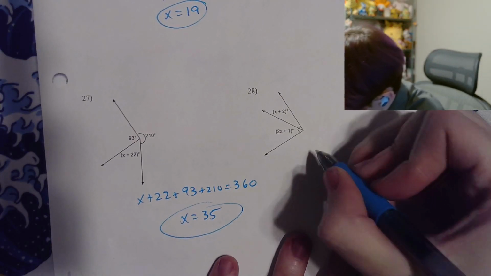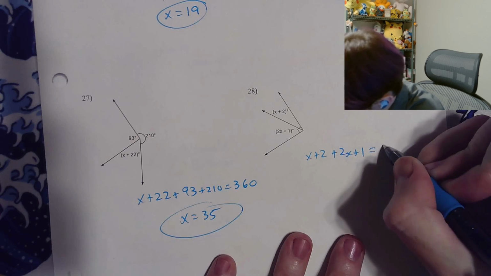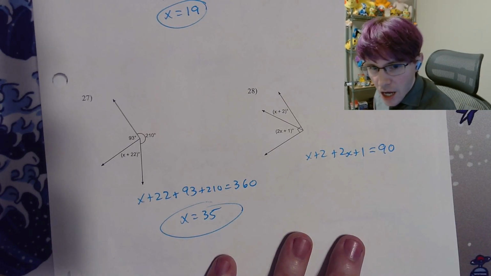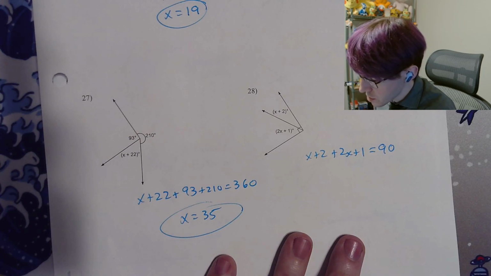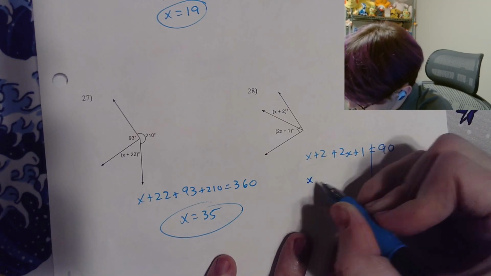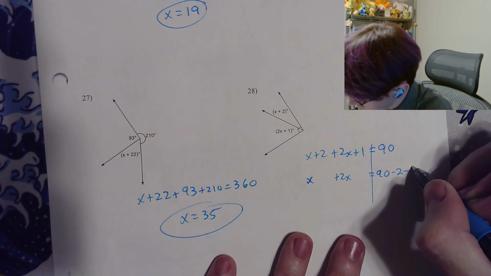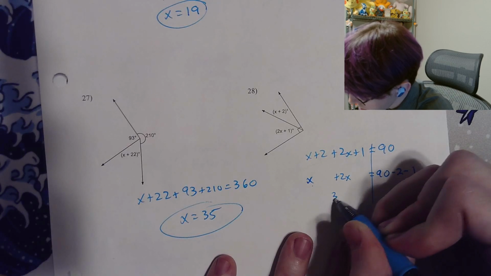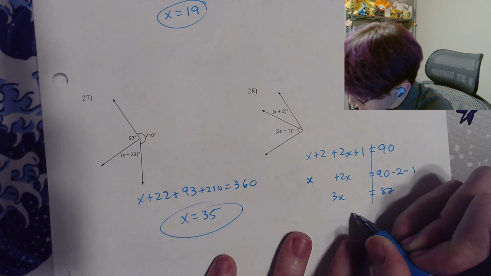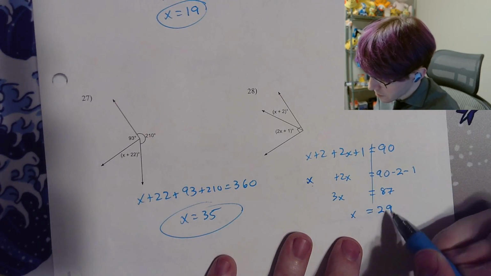And on this one, we have x plus 2 plus 2x plus 1 is equal to 90 degrees because we have that box. Yet again, if you want to, you can make it look like a previous question, or you can just start copying stuff. I'm going to divide this one down the middle and show all the work. X plus 2x is equal to 90 minus 2 minus 1. X and 2x is 3x. 90 minus 2 minus 1 is in fact 87. Divide both sides by 3. 29 is your final answer.